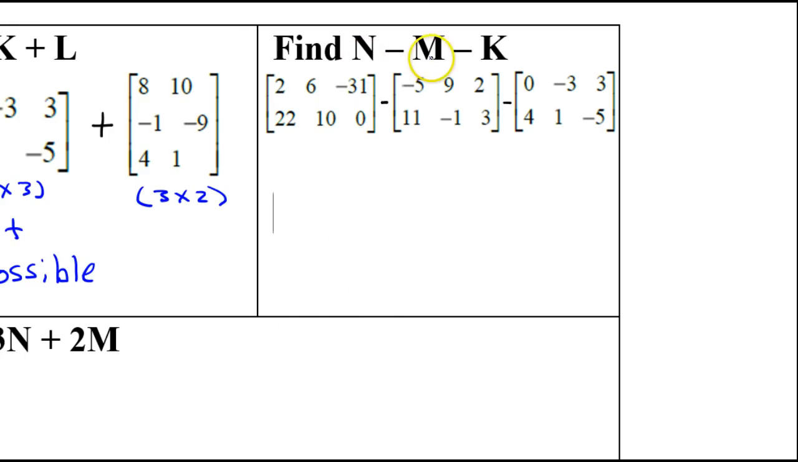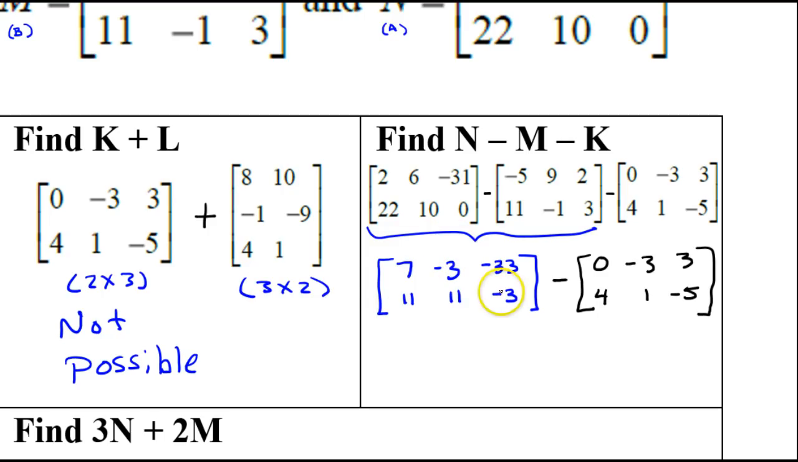What about N minus M minus K? This is going to be possible because all 3 matrices have the same dimensions, 2 by 3. So just work from left to right. So first we will simply find N minus M, and then we'll take the result and subtract K. So forget about K for now, and let's just do N minus M. I'm not going to do this one by one on camera, but I will be subtracting, for example, 2 minus negative 5, and that would be the same thing as 2 plus 5, so that would be 7. But I'll do the rest off camera.